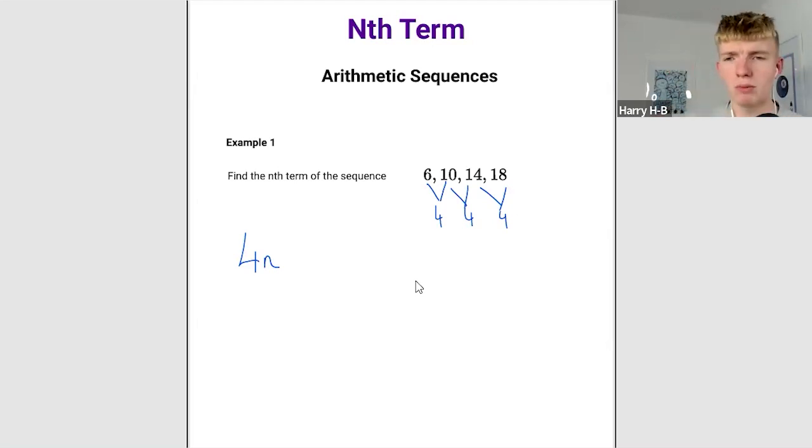So essentially, the way we do this is work out what our zero term would be. What would be the number before our first term in the sequence? And we can quite clearly see that if it's increasing by 4 every time, we just have to subtract 4. So if we subtract 4 from 6, we get 2, leaving our sequence to be 4n plus 2. Fairly straightforward. Hopefully that made sense.